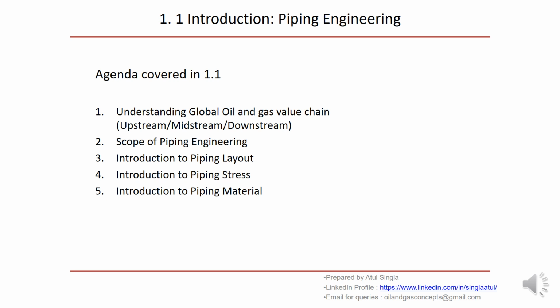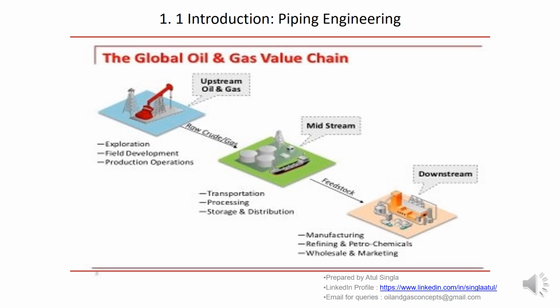Then we'll try to understand what is the scope of the piping engineer, where this piping engineering is used. To understand piping engineering, we'll try to cover 3 topics, an introduction to these 3 topics: piping layout, piping stress, and piping materials. So let's start with the global oil and gas value chain.